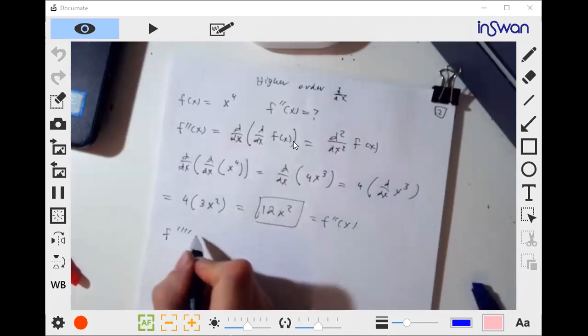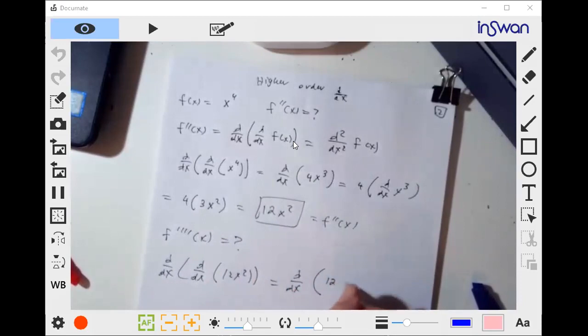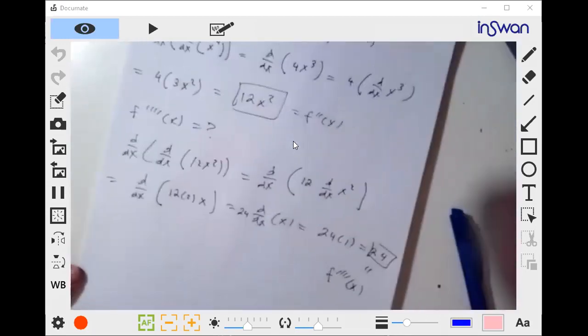What is f quadruple prime of x? Well, take 2 more derivatives of this, d dx of d dx of 12x squared. That would just be d dx of 12 d dx of x squared. So this is just d dx of 12 times 2x, which is just d dx, put a 24 out here, of x, which is just 24 times a 1, which is just a 24. So this is equal to the derivative quadruple prime of x.